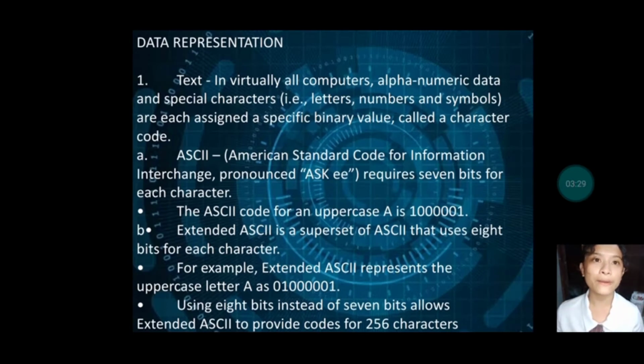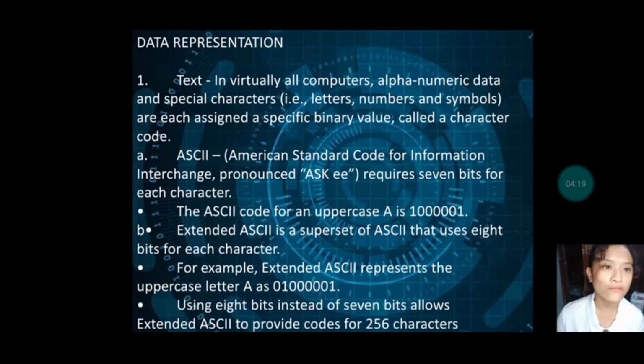So, data representation. Number 1 is text. In virtually all computers, alphanumeric data and special characters, for example letters, numbers, and symbols, are each assigned a specific binary value called a character code. A, ASCII, American Standard Code for Information Interchange, requires 7 bits for each character. The ASCII code for an uppercase A is 1000001.